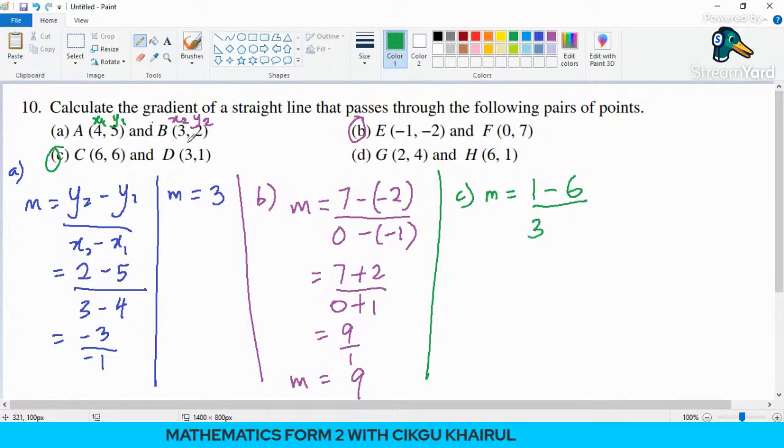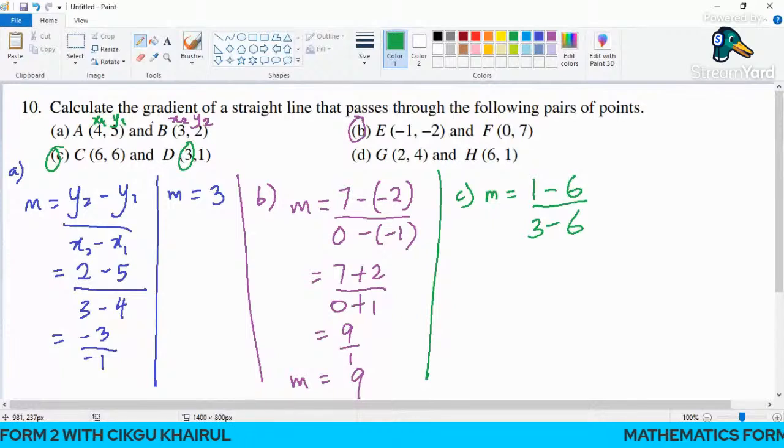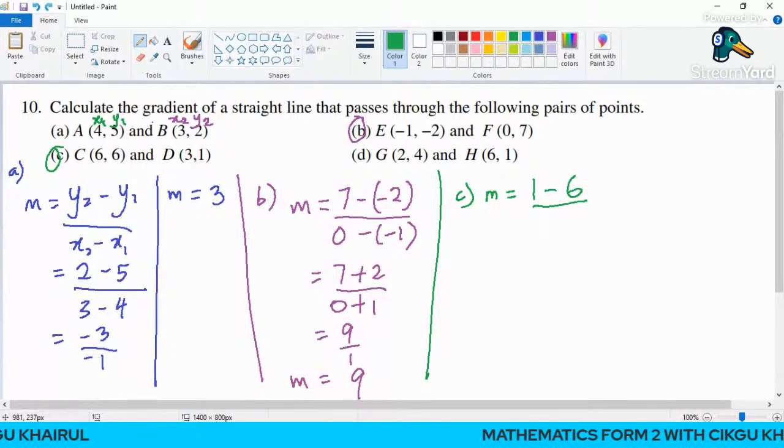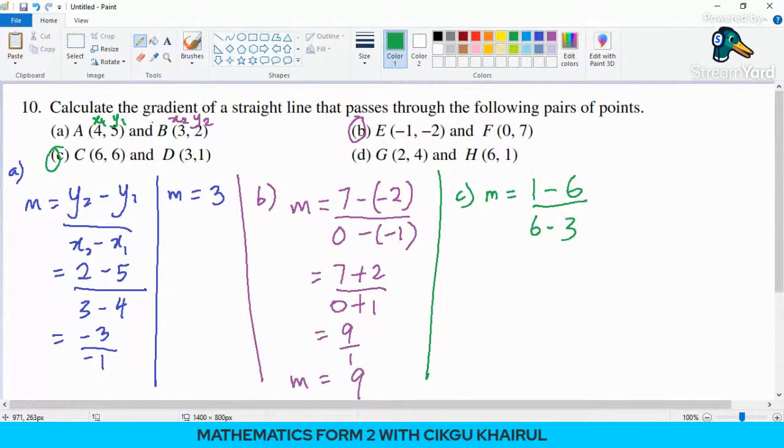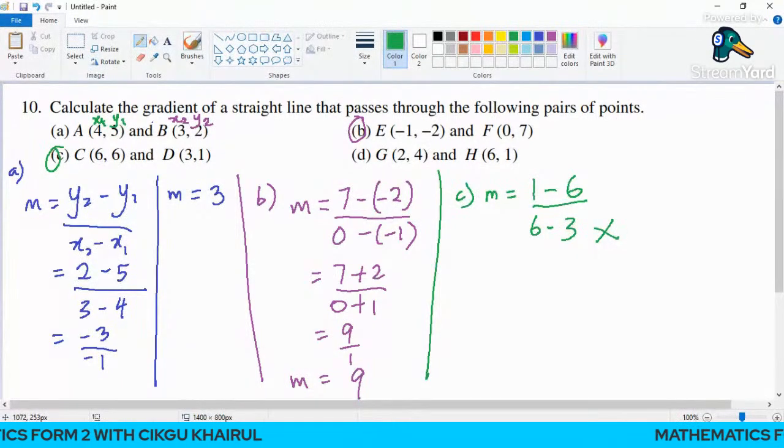And then you should write 3, this one from X2, minus 6. You cannot write like this. Okay, do not write like this. Do not write 6 minus 3. This is wrong. You cannot write like that. If you write like this, you will get a different value. Your answer will be wrong.